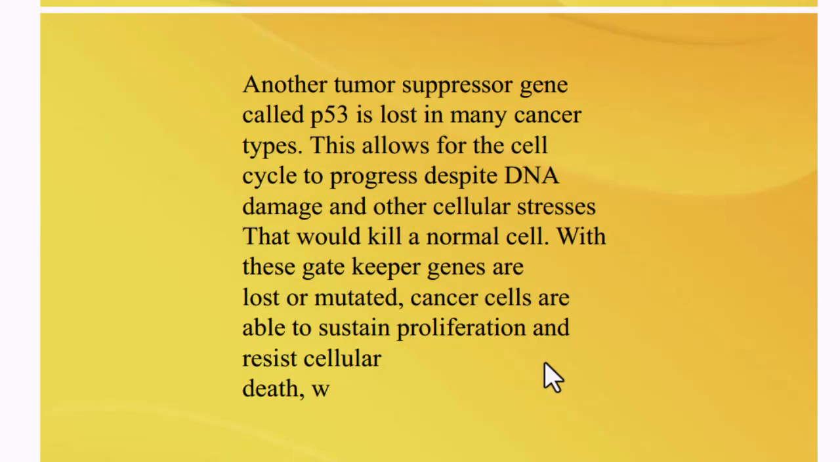Another tumor suppressor gene called P53 is lost in many cancer types. This allows the cell cycle to progress despite DNA damage and other cellular stressors that would kill a normal cell. With these gatekeeper genes lost or mutated, cancer cells are able to sustain proliferation and resist cellular death.